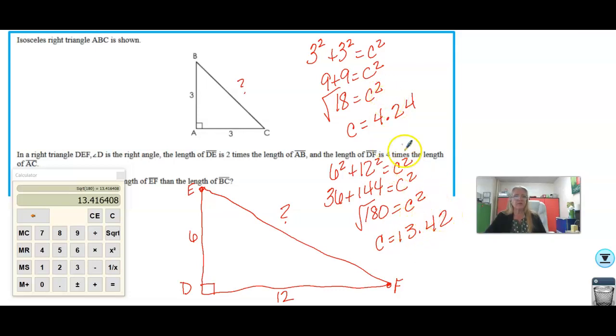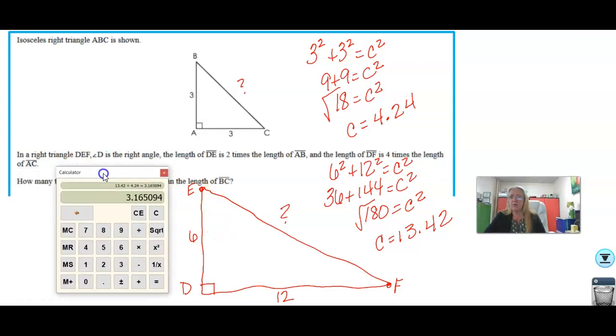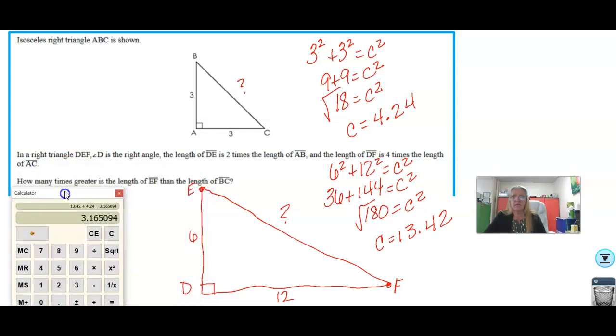All right. Well, how many times greater is this one than this one? You just do 13.42 divided by 4.24, and we get that it is like 3.16. I'm not sure how they would have wanted you to put the answer in for this. In the old paper and pencil days, you would have probably put 3.165094, but they probably would have you round this to some number nowadays. But that's the only way I can see to actually do that one. About 3 times greater.